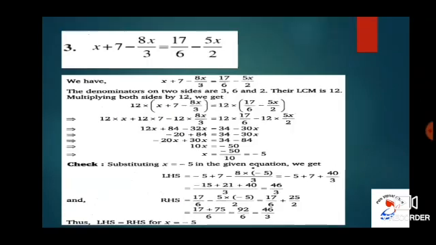The next problem from the same exercise is x plus 7 minus 8x by 3 is equal to 17 by 6 minus 5x by 2.